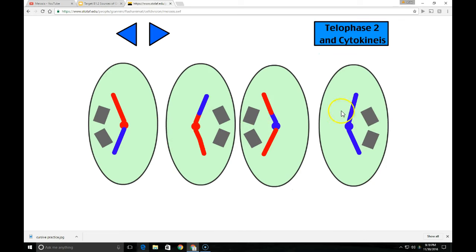So these aren't identical. You can see just by looking at the colors that all of them are different. So four genetically unique cells with half the number of chromosomes, and those are gametes, or eggs and sperm.